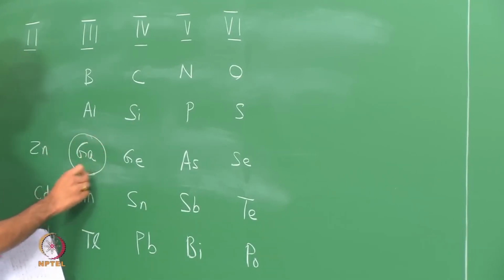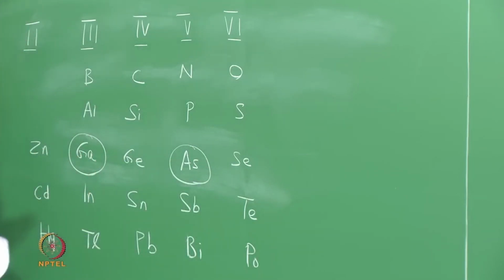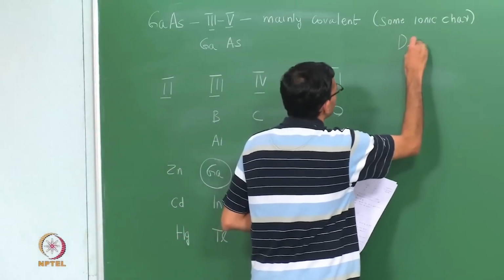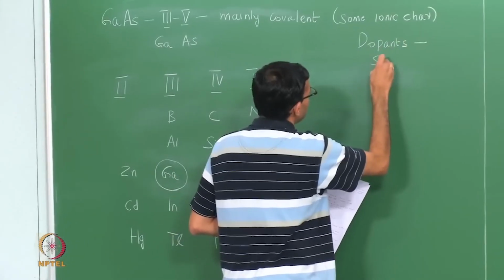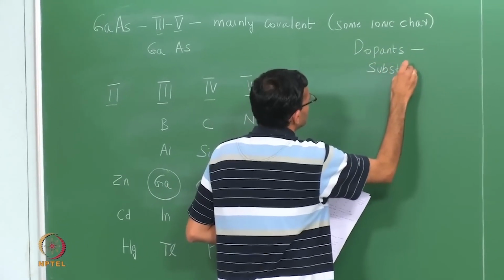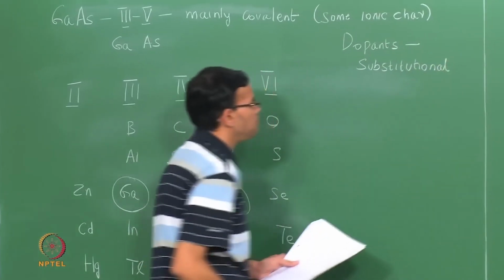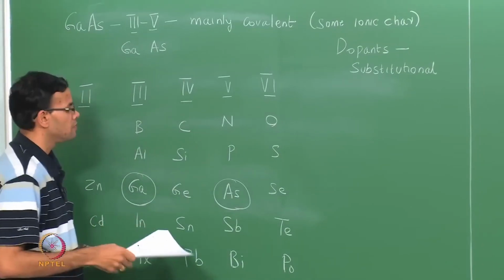The semiconductor we have is gallium arsenide, and we want to know what sort of elements could be added as dopants to gallium arsenide to make it p or n type. When we think of dopants, these are usually substitutional, which means they are going to replace either the gallium or the arsenic atom.